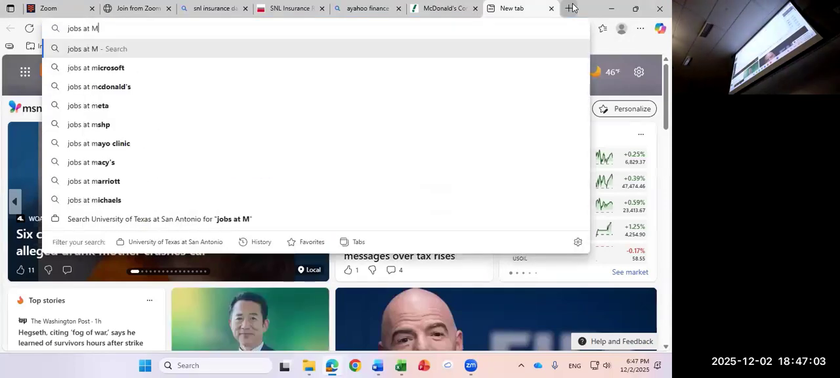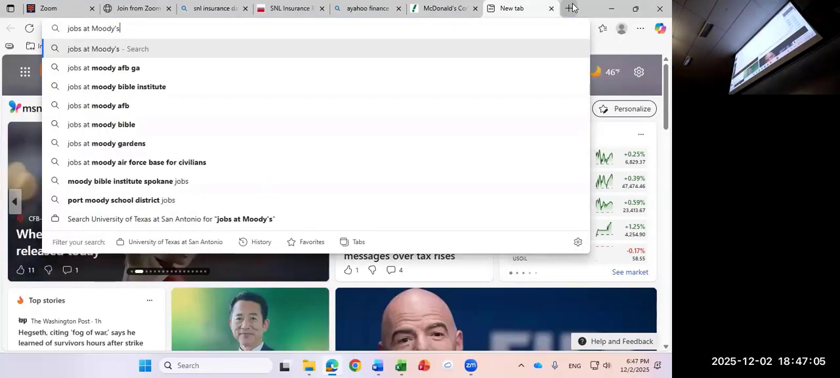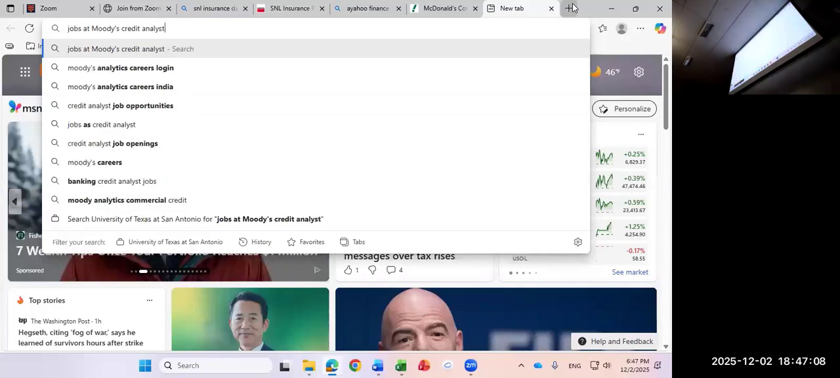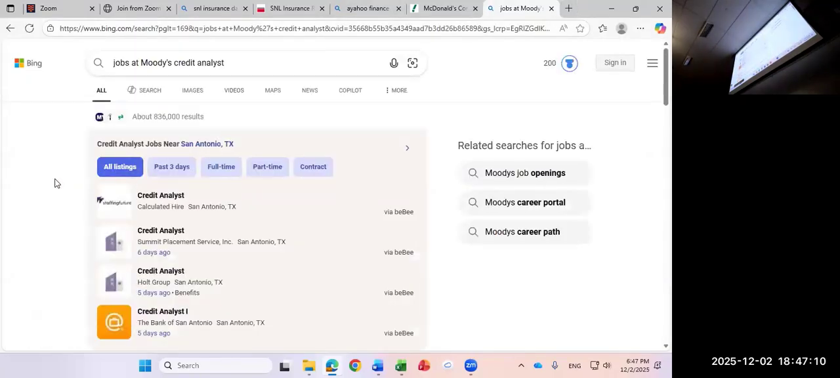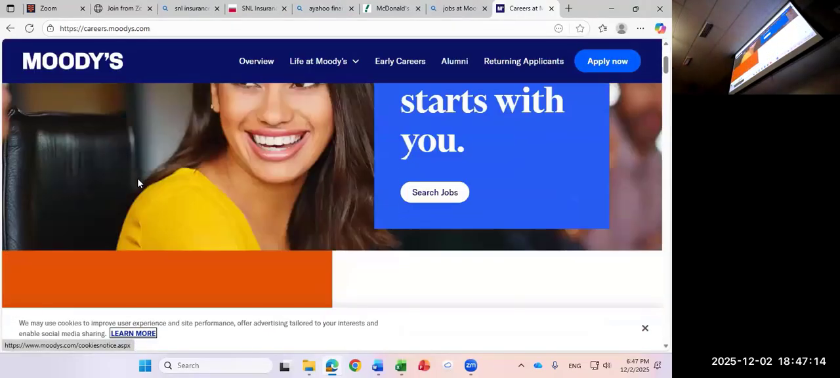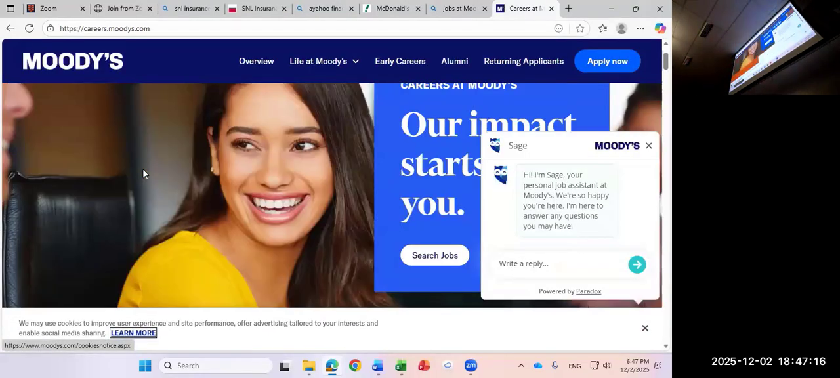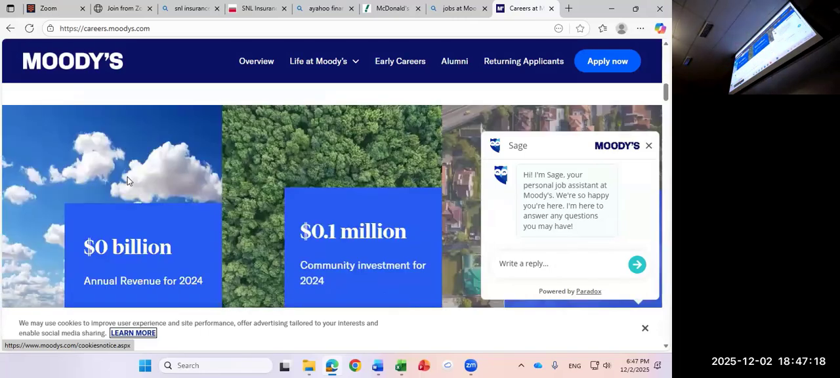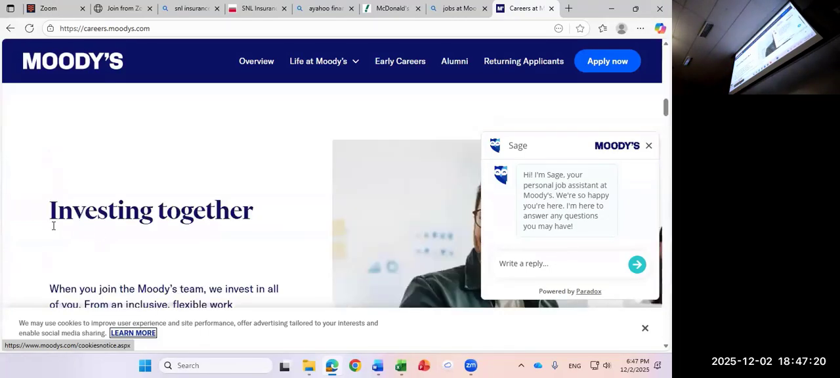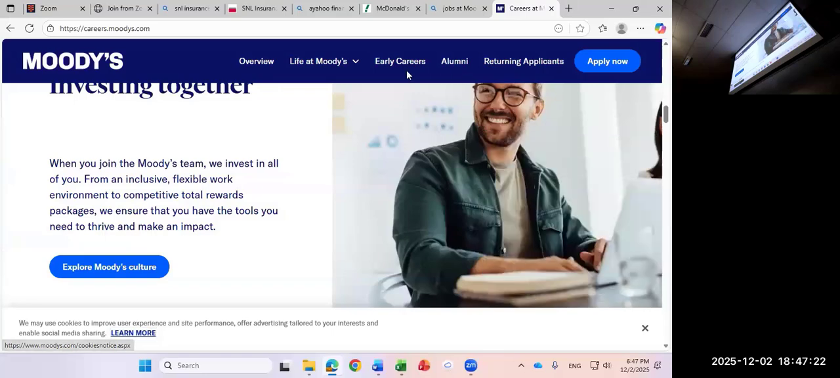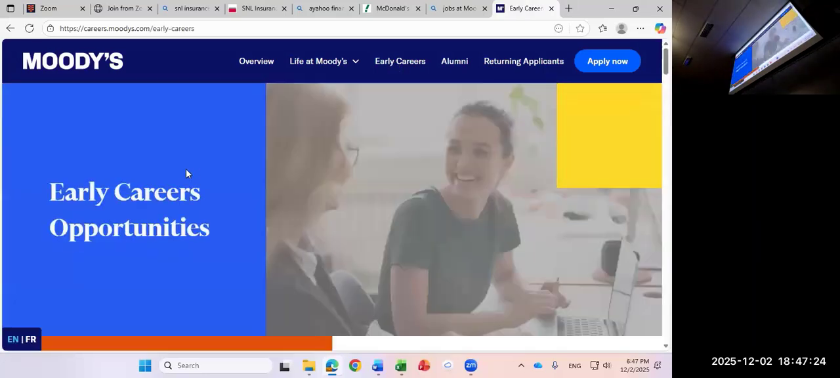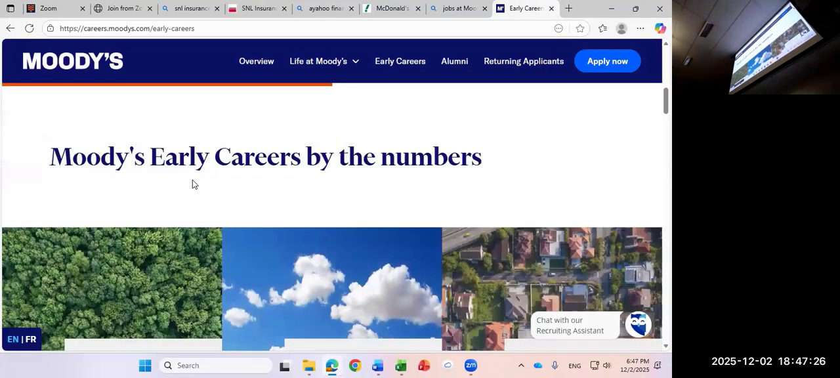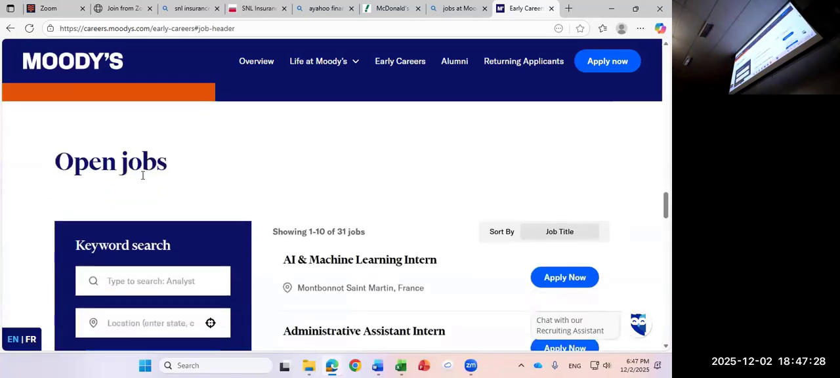Jobs, rules, I don't know if they give pay scales. They show how much the pay is. Look how happy she is. It's a great job. So, you know, you could try it and see what they have. Early careers, that's kind of nice to know if you're coming in by now.